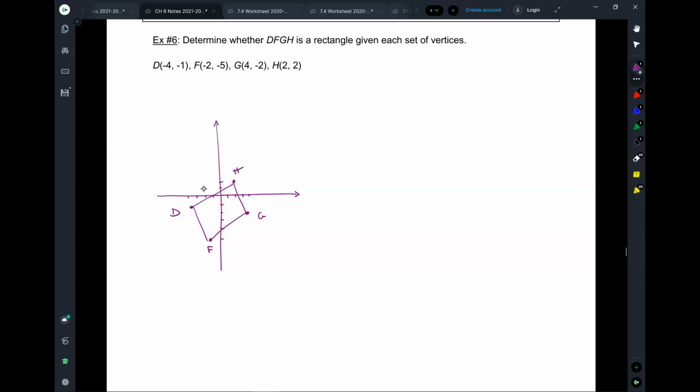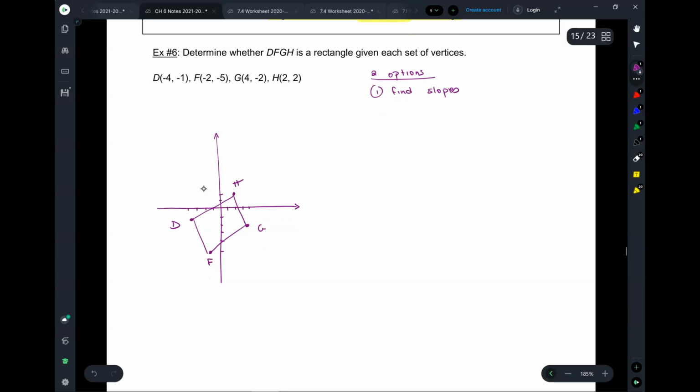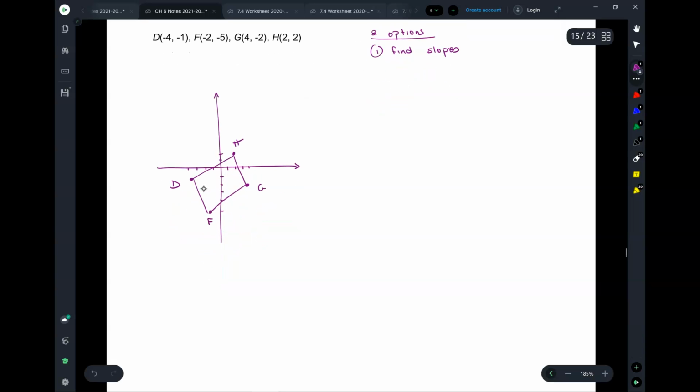Because those are 90-degree angles, the slopes have to be perpendicular. They have to be the negative reciprocal, okay? So you have two options here. One is find slopes, and not only do the opposite ones have to be the same, but they have to be the negative reciprocal of the adjacent one. Is that making sense to you guys?